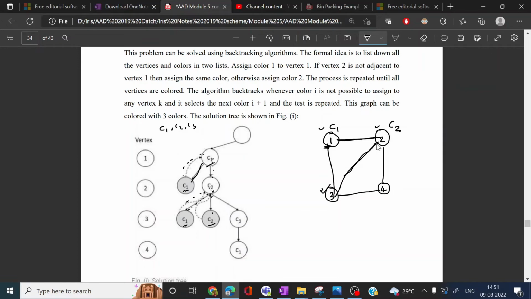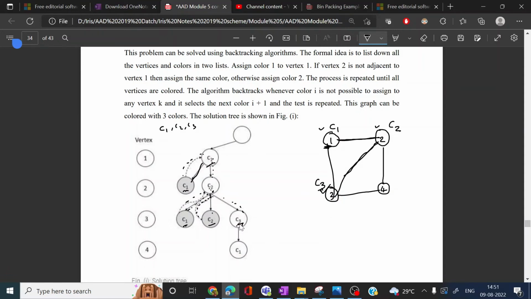So again this state space tree will backtrack and it will try for the other color, C3. C3 is not assigned to anyone, so it is possible. So this C3 color will be assigned to vertex 3. After assigning C3, node 3 is assigned.